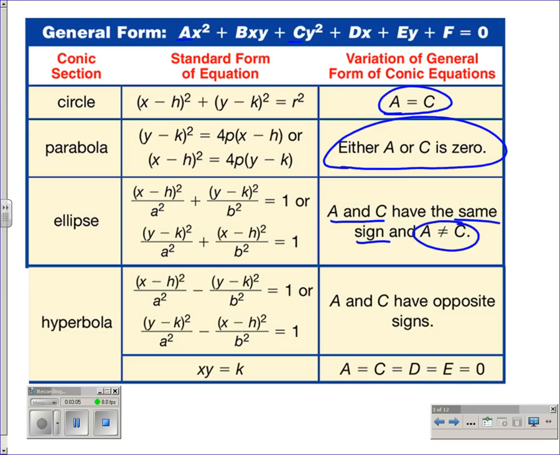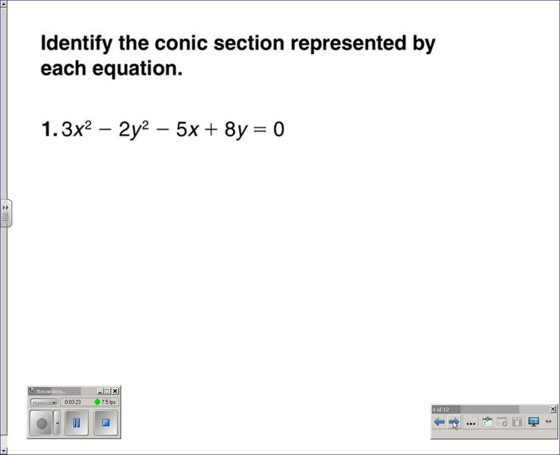And then the last one, hyperbola: the a and the c, the coefficients of the squared terms, have opposite signs. So one's plus, one's minus. It doesn't matter which is which. That'll just determine what direction it opens, either up, down, or left, right. So those are the big 4. It's pretty easy then to tell if you have it in the right form. All right, so we're just going to go through a couple of these. We're going to identify the conic section for each one of these.